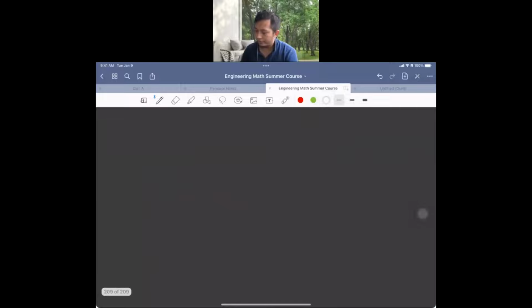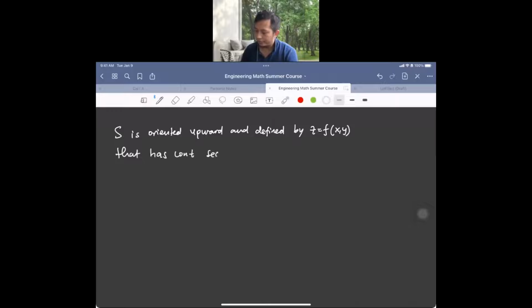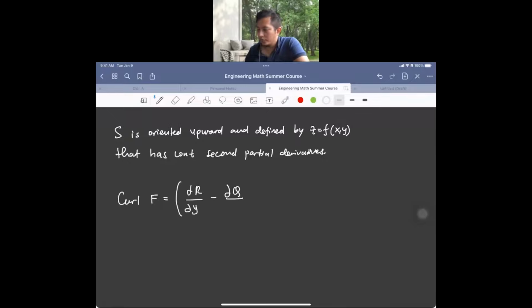Now let me get you to the proof. Suppose S is oriented upward and defined by a function with continuous second partial derivatives. Now, from the definition of the curl, let me write the components of the curl after we have the cross product.